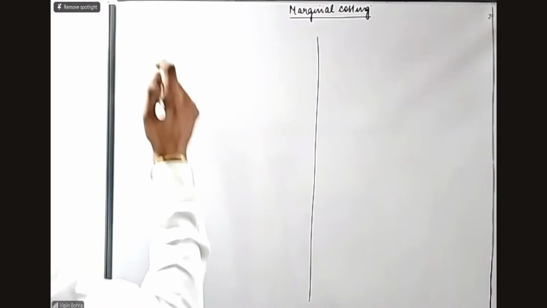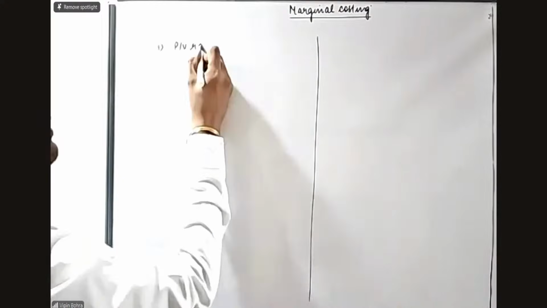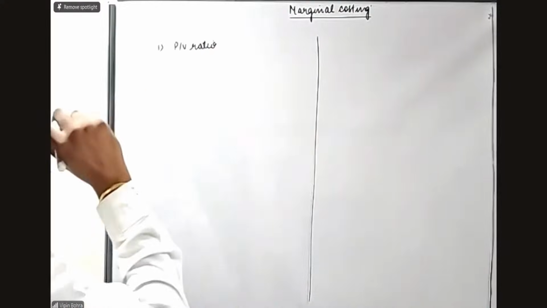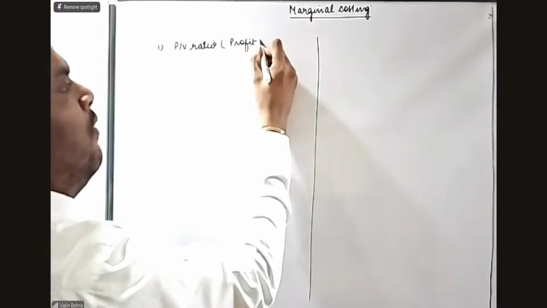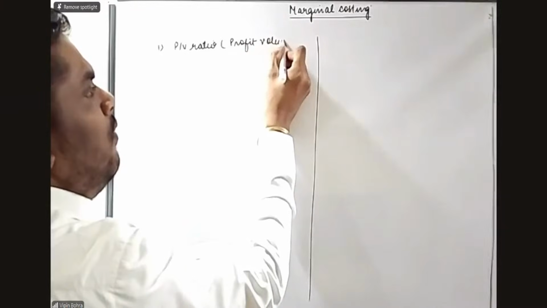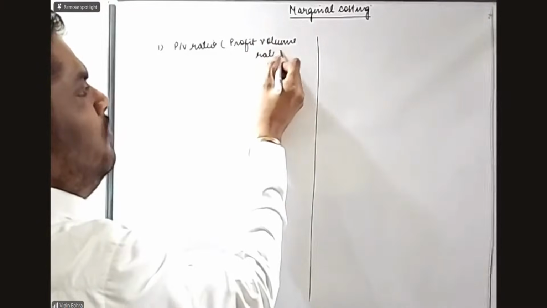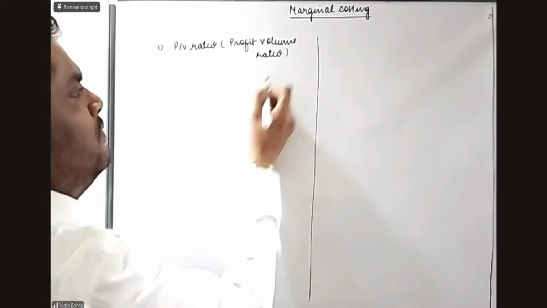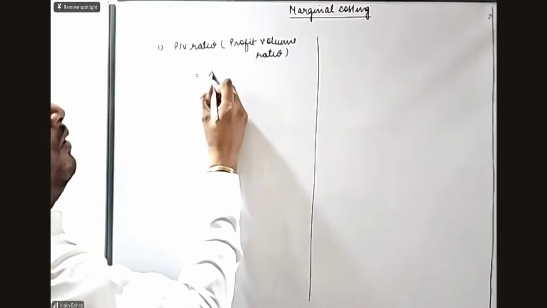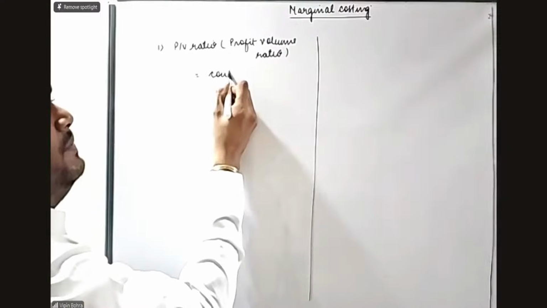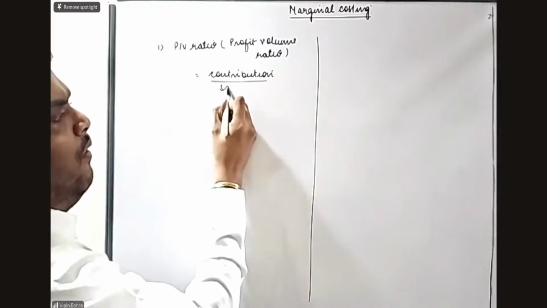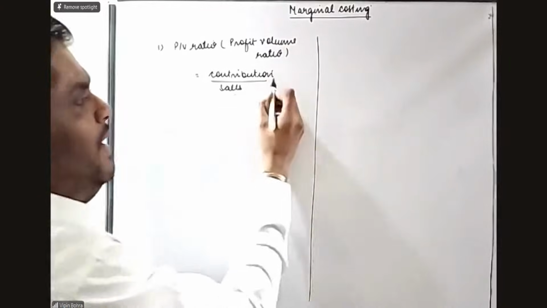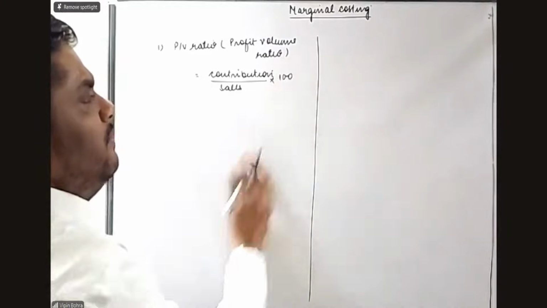The first part we discussed was PV ratio, that is profit volume ratio. It is basically contribution divided by sales into 100.